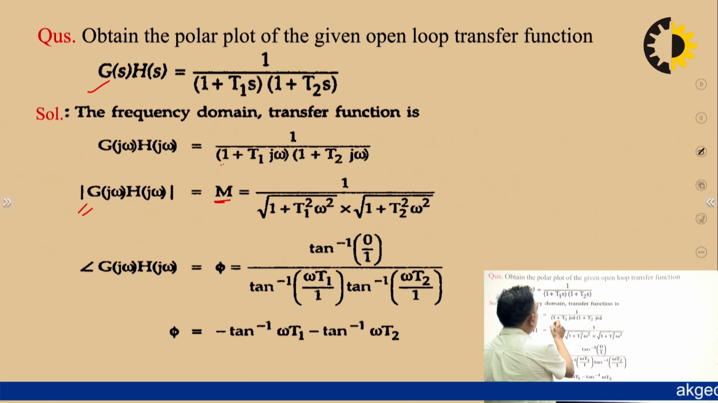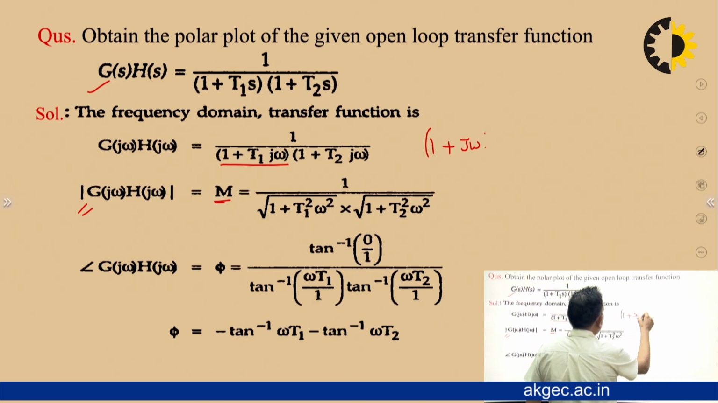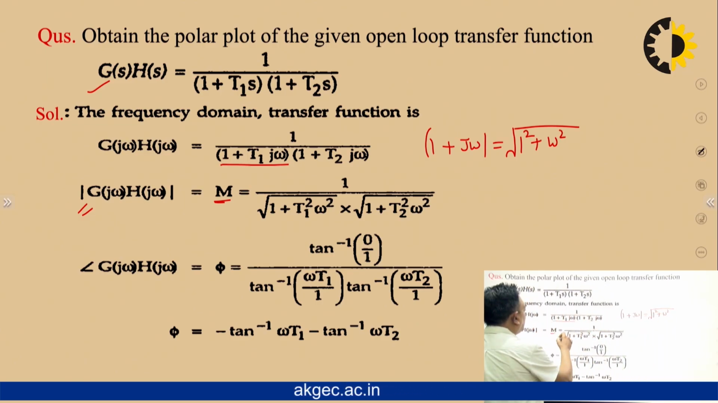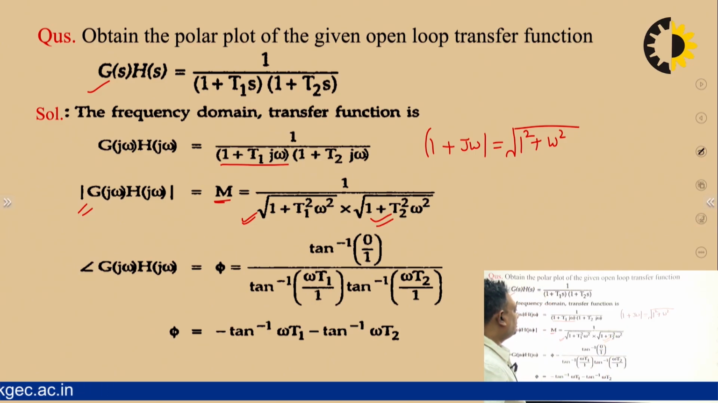1 upon, so the magnitude of 1 plus jω means the square root of real part squared plus imaginary part squared. Similarly, this will become the square root of 1 plus T1 squared ω squared, and this term will become the square root of 1 plus T2 squared ω squared. And then we will write the angle.